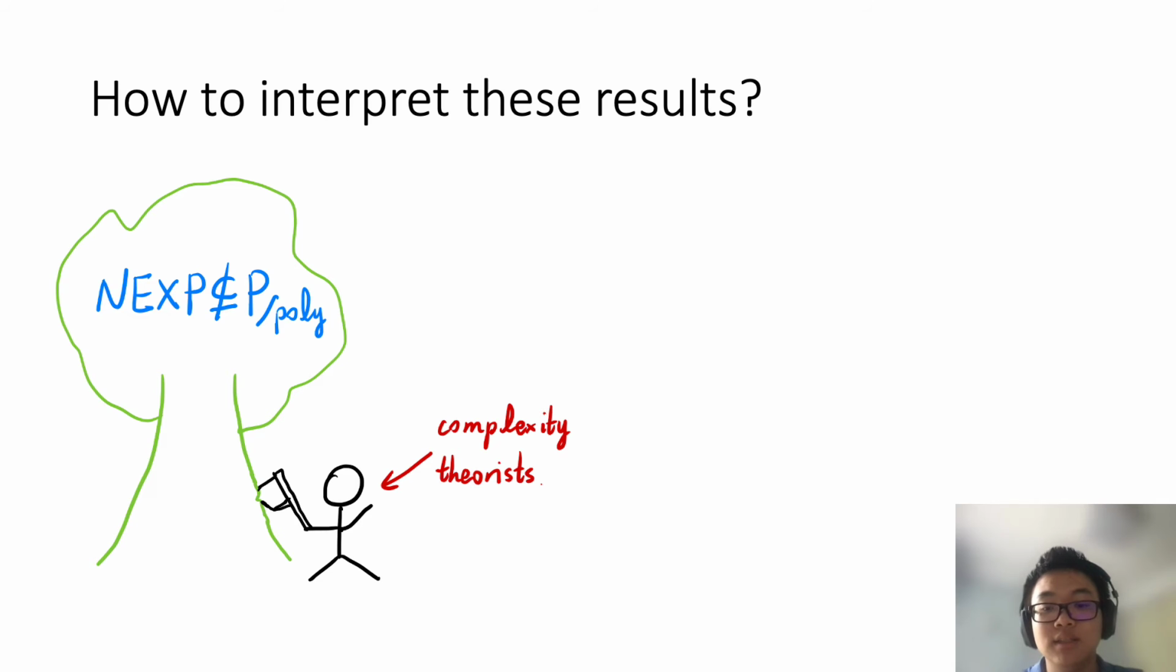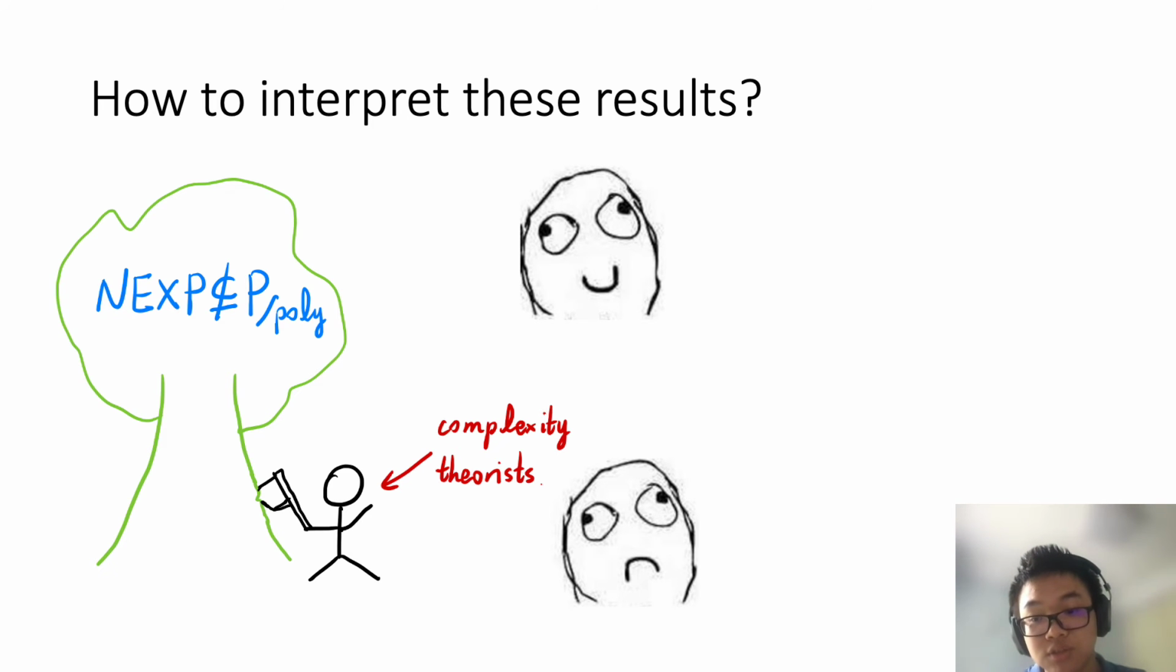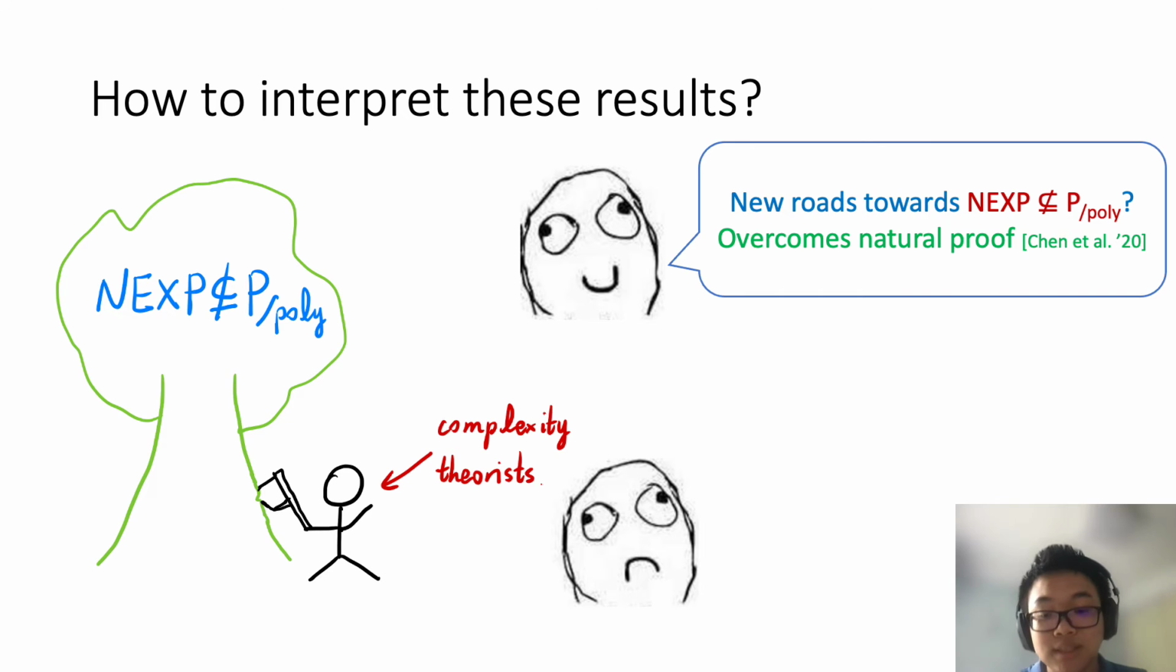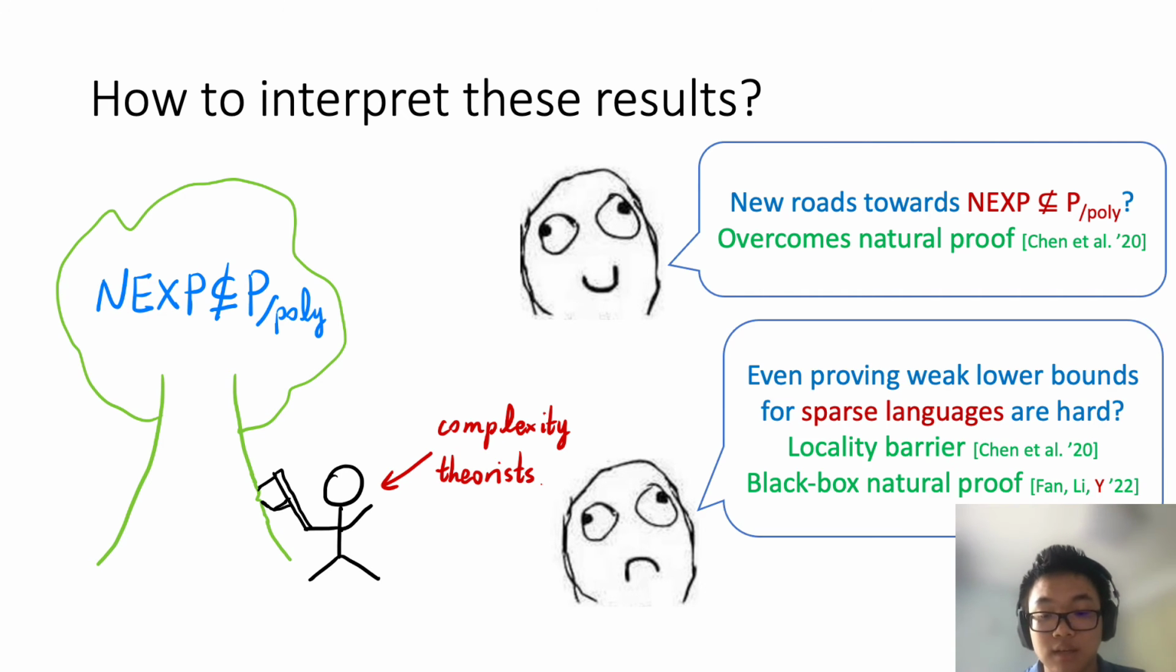But still, does it mean that we are already close to cutting down the tree, since we only need to break the shell? Or does it suggest that the shell is made of, I don't know, titanium, so even breaking the shell is really hard? We don't know. We just don't know. There are some efforts made to consolidate these two possibilities. Optimistically, we know this method breaks the natural proof barrier. But on the other hand, we have the locality barrier and the black box natural proof barrier, which suggest that even proving weak lower bounds is very hard.